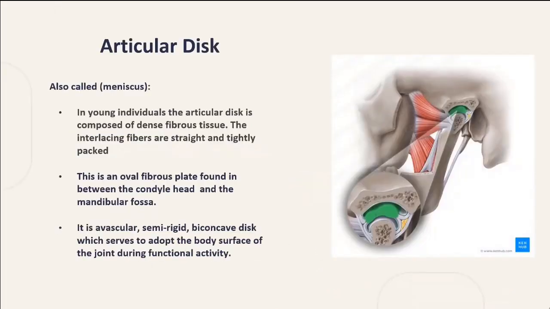Articular disc is also called meniscus. In young individuals, the articular disc is composed of dense fibrous tissue. The interlacing fibers are straight and tightly packed. This is an oval fibrous plate found in between the condyle head and the mandibular fossa. It is an avascular, semi-rigid, biconcave disc which serves to adapt the bony surface to the joint during functional activity.